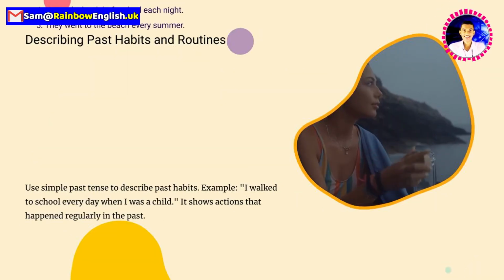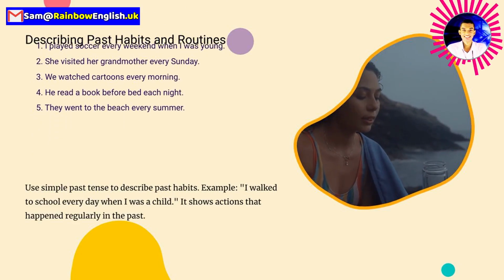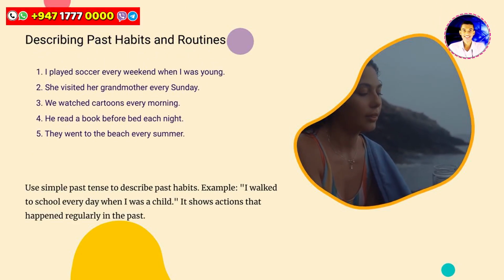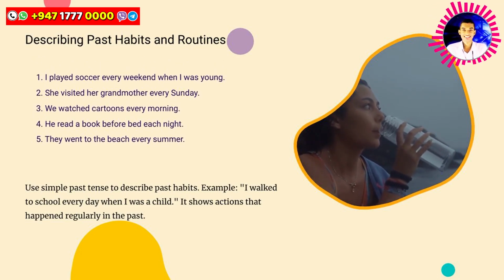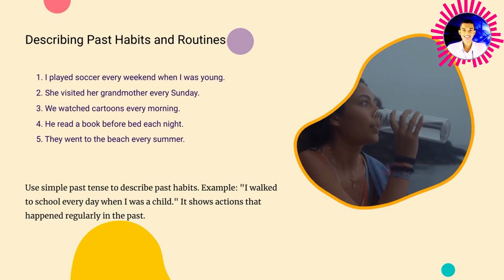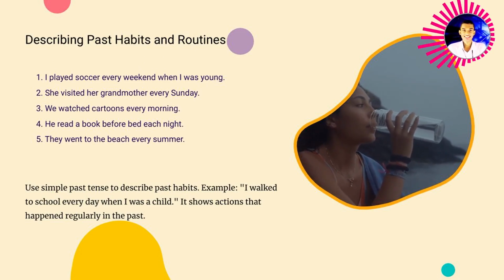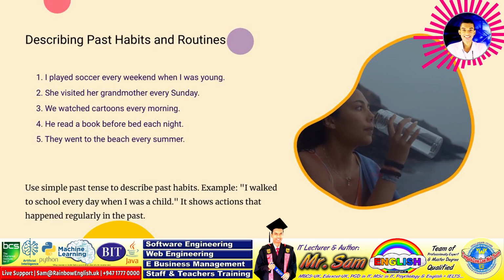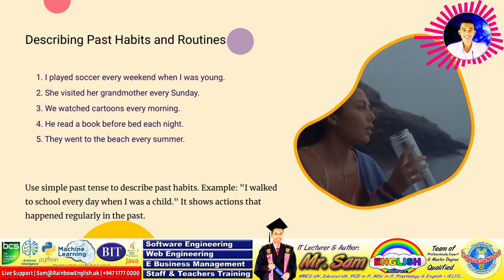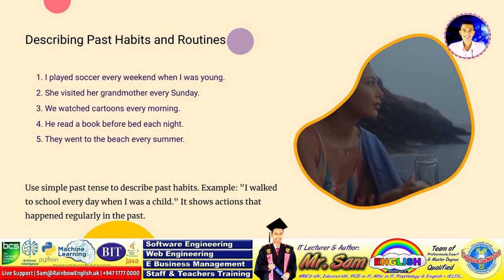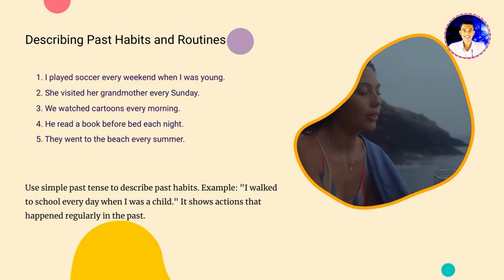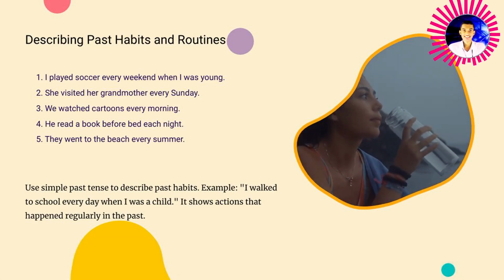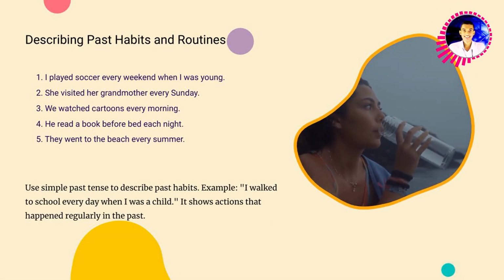The simple past tense is also used to describe past habits and routines. When talking about actions that happen regularly in the past but do not happen anymore, use the simple past tense. For example, I walked to school every day when I was a child, or she visited her grandmother every Sunday. These sentences describe actions that were habitual in the past. This use of the simple past tense helps paint a picture of how things used to be.